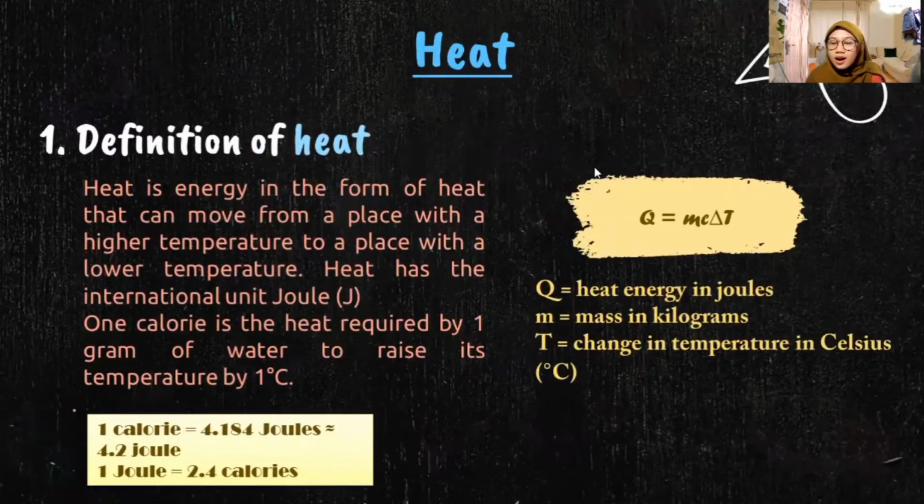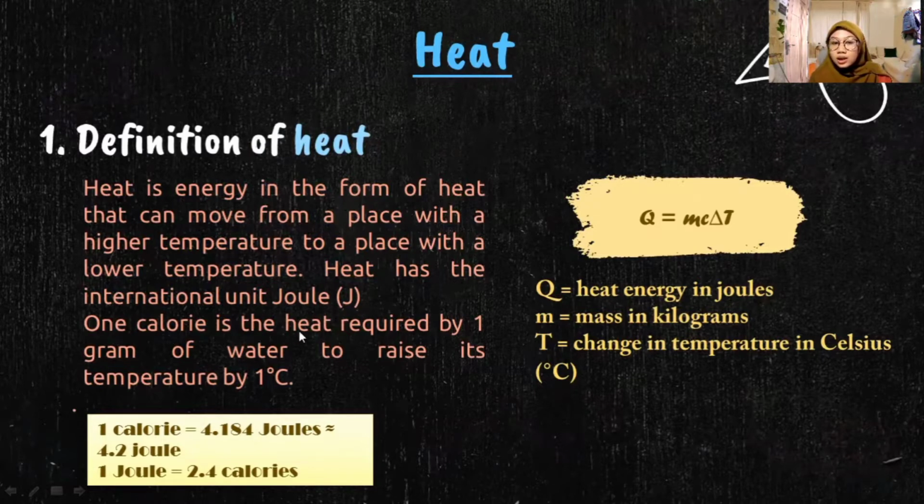Heat. What is heat? Heat is energy in the form of heat that can move from a place with a higher temperature to a place with a lower temperature. Heat has the international unit joule or J.